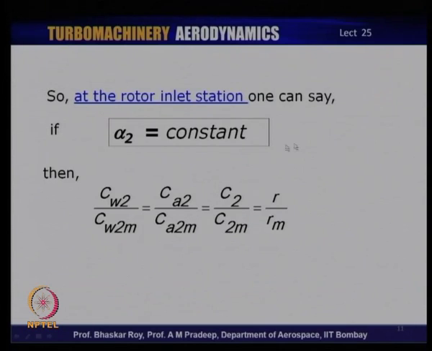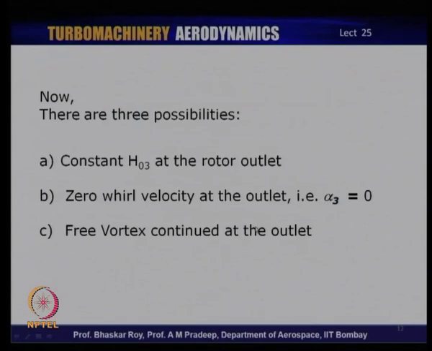So, at the rotor inlet station, we have put alpha 2 equal to constant, and hence C W 2 by C W 2 m is equal to C A 2 by C A 2 m is equal to C 2 by C 2 m, and all of them are equal to r by r m. So, they are all related to the radius ratio. All velocity components are directly related to the radius ratio. Now, this constant exit angle from the stator nozzle has still three possibilities, additional three possibilities.